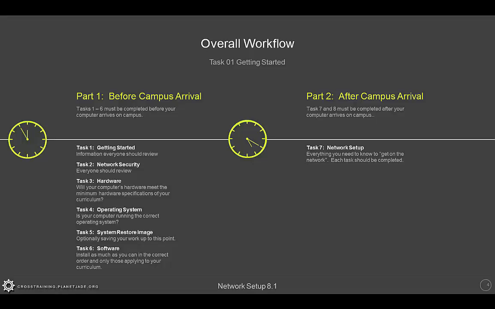So of course each of these steps should be completed. Task 8 covers additional software installation. So this section covers software that can only be installed on campus. So in other words, you will not be able to install these particular software applications from home.